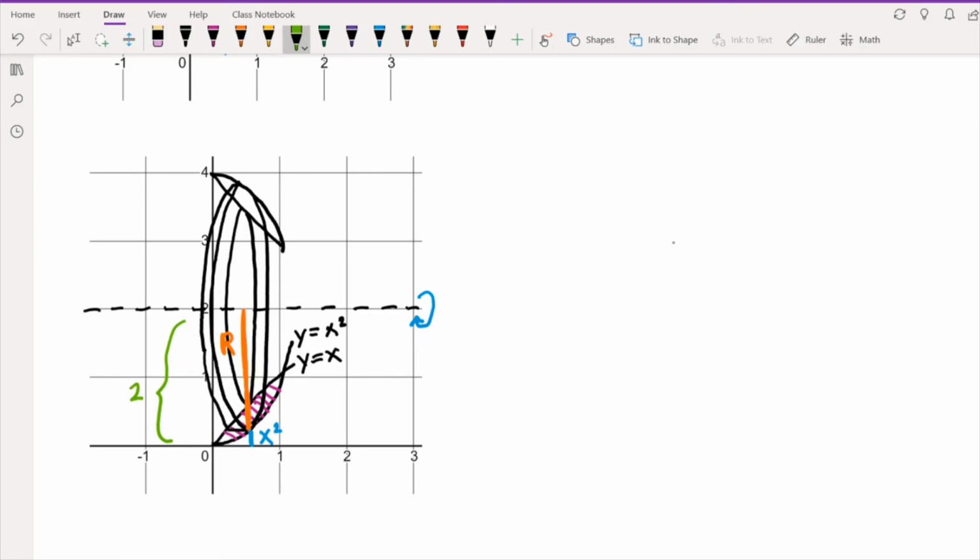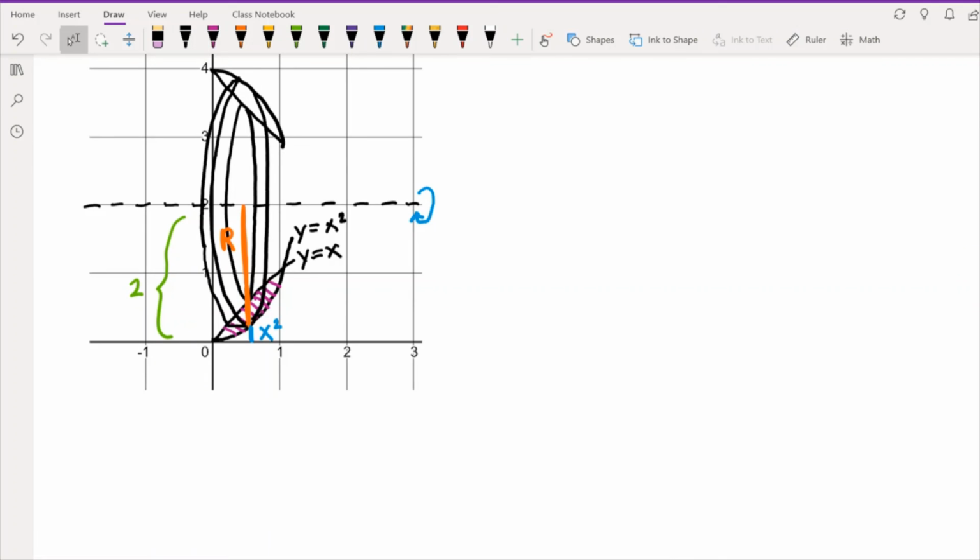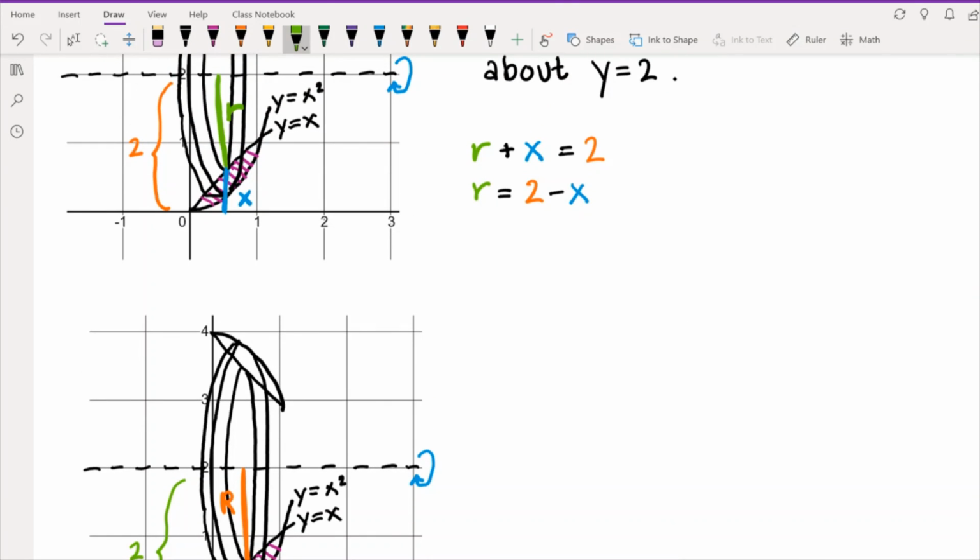So that tells us that if we wanted to find big R, we would need to use the fact that x squared plus big R, so big R plus x squared, is going to be equal to 2. And so therefore, we can conclude that big R is equal to 2 minus x squared. Okay, so now we're ready, right? Now we know what big R is, we know what little r is, and we can put those into our integral.